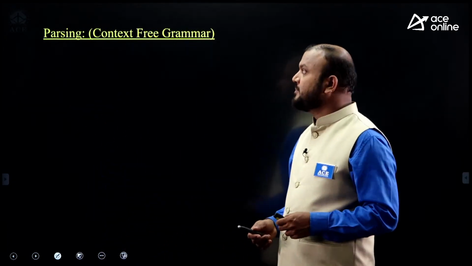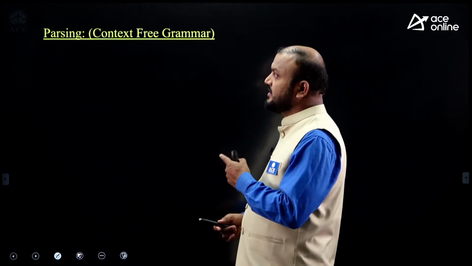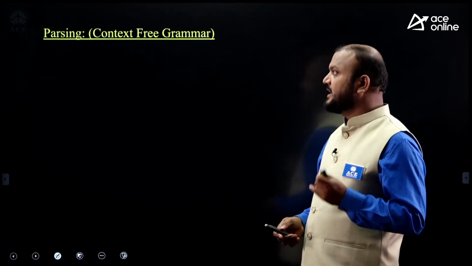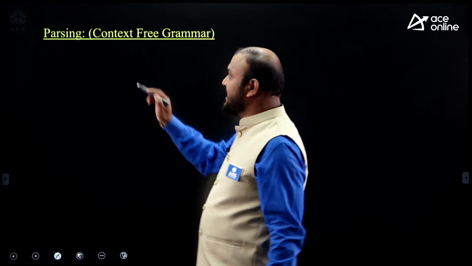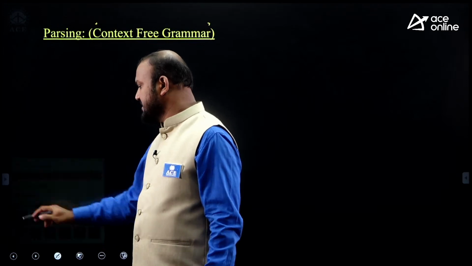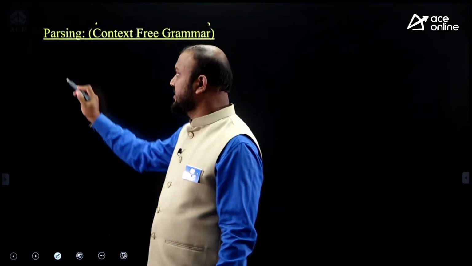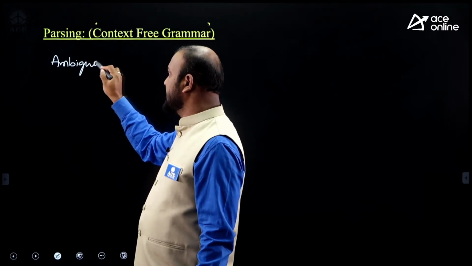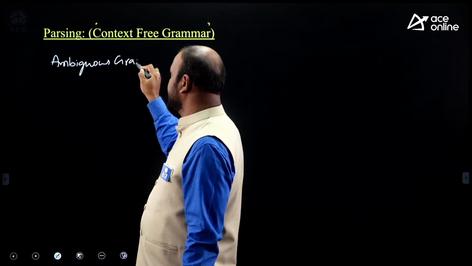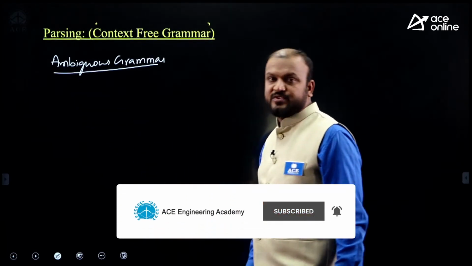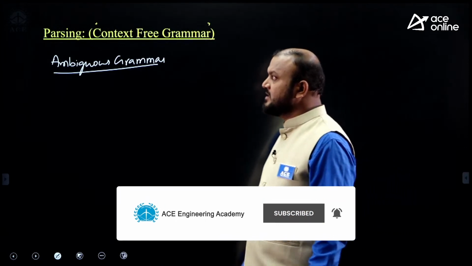Next, we'll go ahead with parsing. In parsing, we have three subchapters: context-free grammars, top-down parsing, and bottom-up parsing. On the grammars, they are going to ask questions. In the previous GATE, they asked questions on grammars, especially on ambiguous grammars. What is an ambiguous grammar? An ambiguous grammar is one which has more than one parse tree for some input sentence.